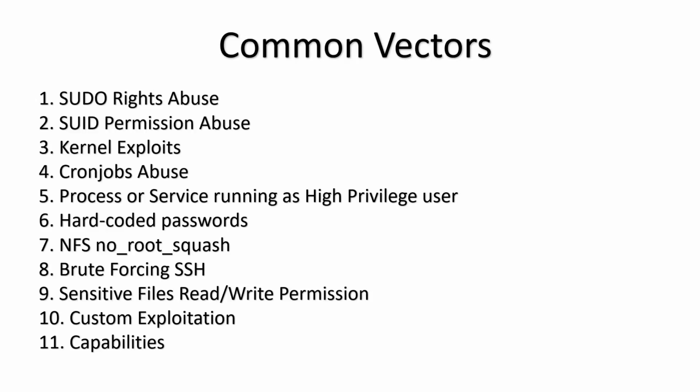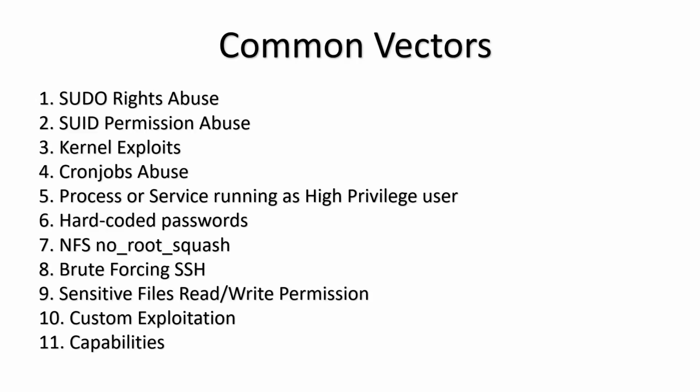Next one is cron jobs abuse. Cron jobs are basically scheduled tasks which run automatically in a periodic manner. There are many tasks that are required to be run by the Linux system periodically in order to maintain the system. However, if a user has scheduled his own personal task with some binary, then that cron job can be abused using various techniques to get a higher privilege user.